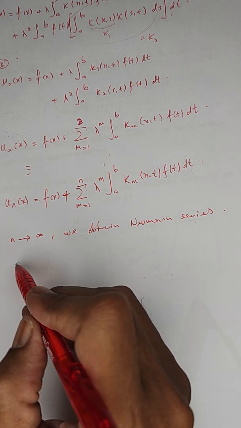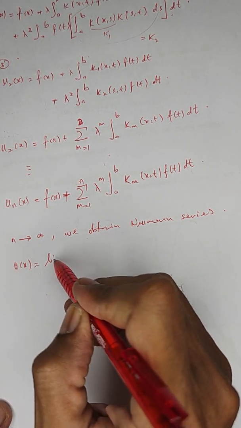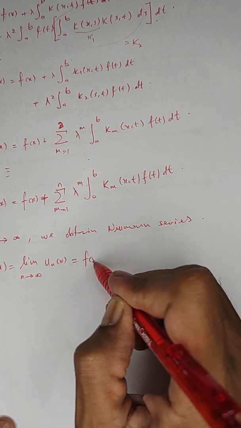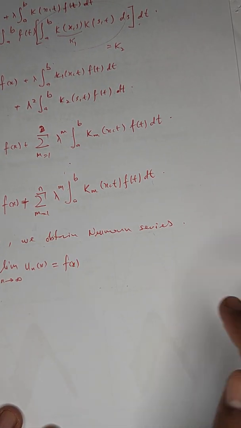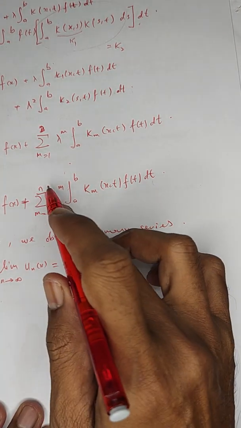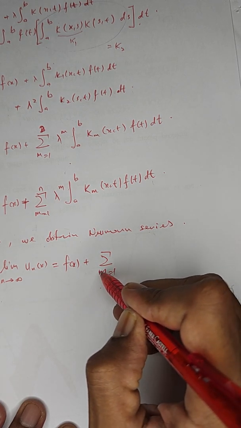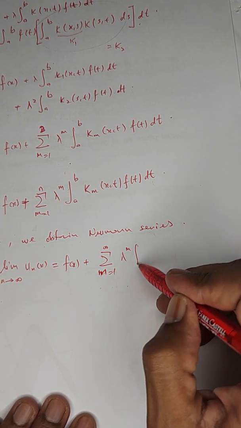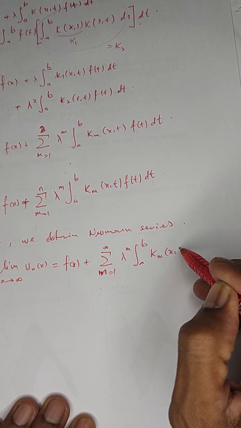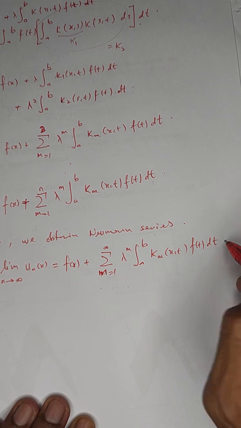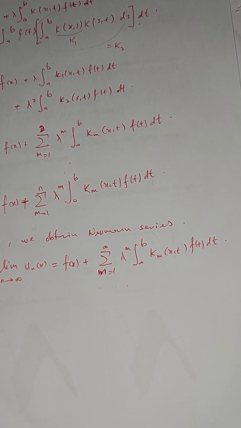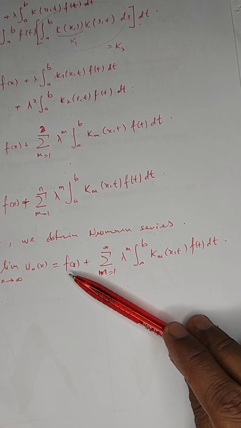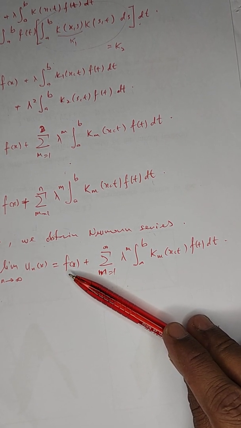So the Neumann series is given as u(x), taking the limit as n goes to infinity of u_n(x). This equals f(x) plus the sum from m equals 1 to infinity of lambda^m times the integral from a to b of K_m(x,t) f(t) dt. So this is the solution to the non-homogeneous Fredholm integral equation.